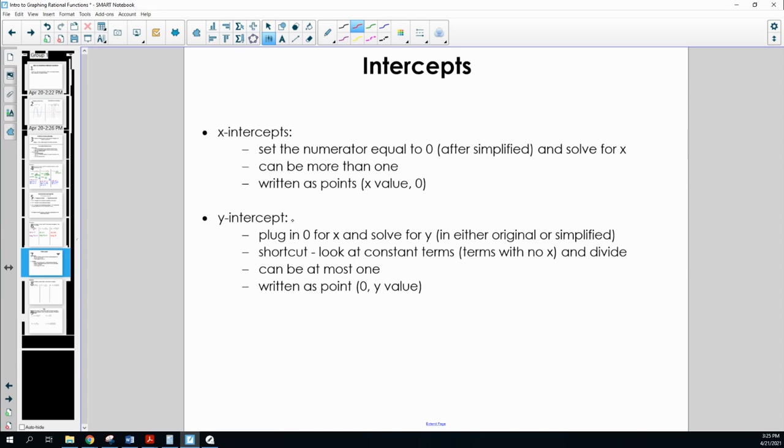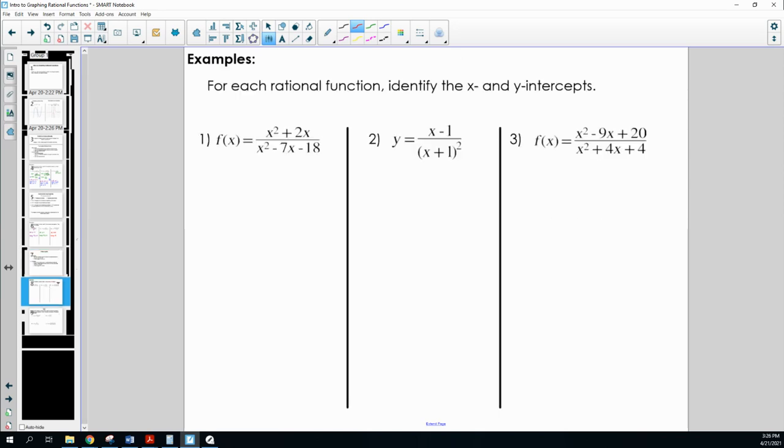For the y-intercept, you're going to plug in 0 for x and solve for y, and you can do this in either the original equation or the simplified. The shortcut is just to look at the constant terms, so that's the terms that don't have an x, and then divide. There can be at most 1, and it should be written as a point, 0, comma, the y value. Okay, so again, I would write these down so you have everything in front of you. So let's look at these examples.